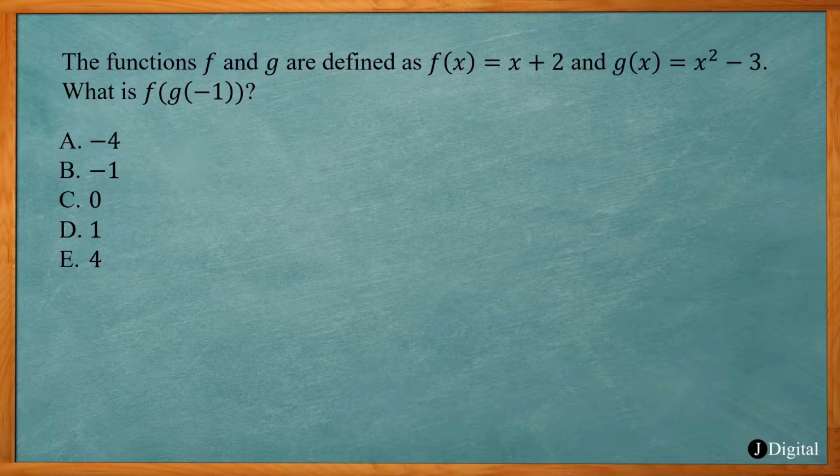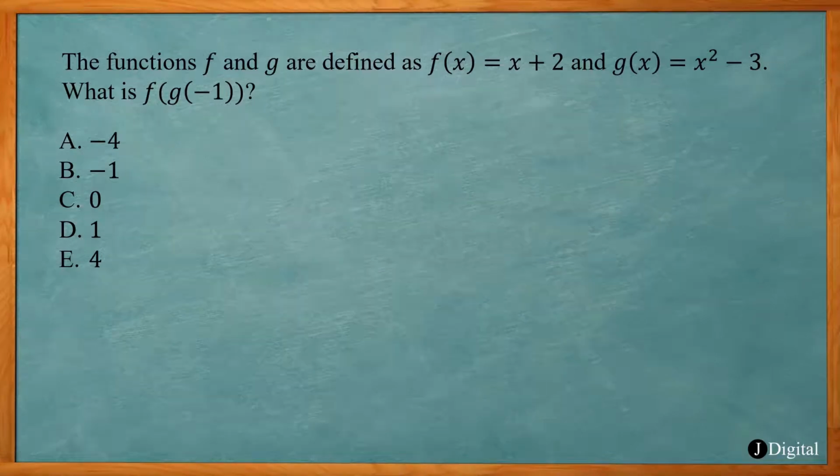So this ACT question says, the functions f and g are defined as f of x equals x plus 2 and g of x equals x squared minus 3. What is f of g of negative 1? Now there's two ways to do this. The first way, you can just find g of negative 1. And that negative 1 is just telling you what the x value is. Plug in negative 1 for x.